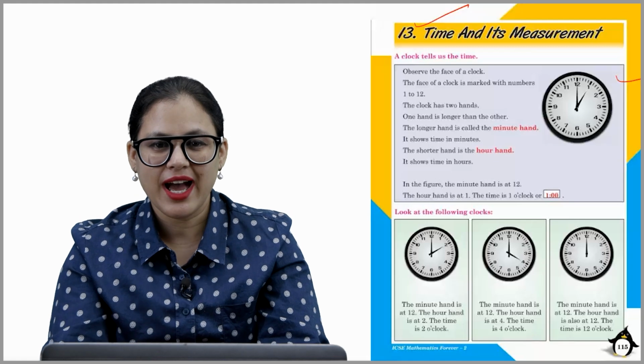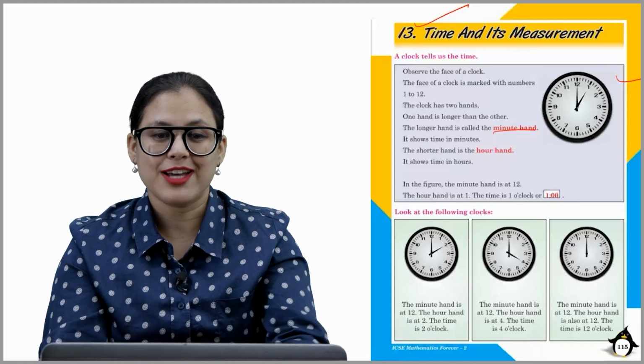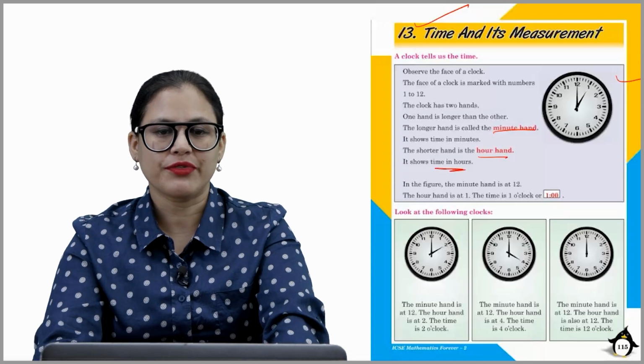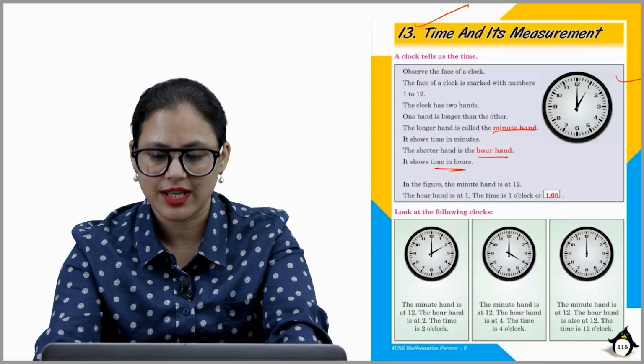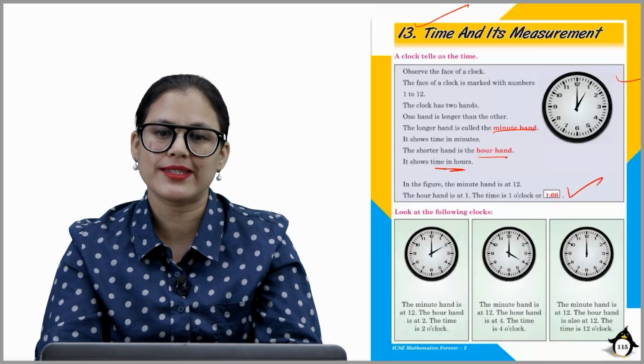The longer hand, that is this hand, is called the minute hand. It shows time in minutes, and the shorter hand is the hour hand. It shows time in hours. So in the figure, the minute hand is at 12, the hour hand is at 1. So the time is 1 o'clock, or you can write 1 o'clock like this.